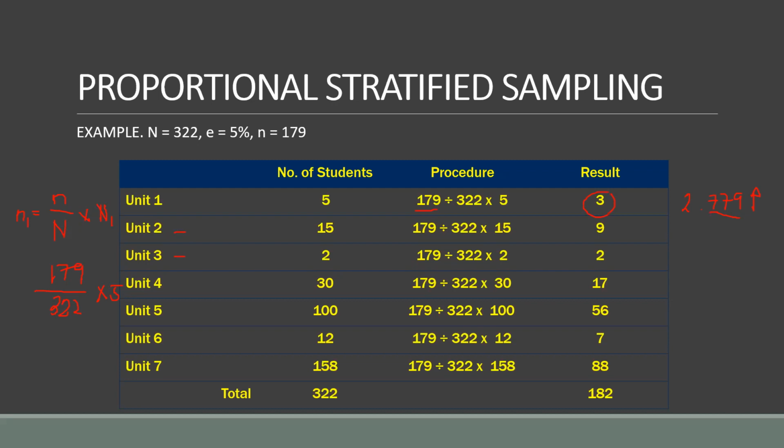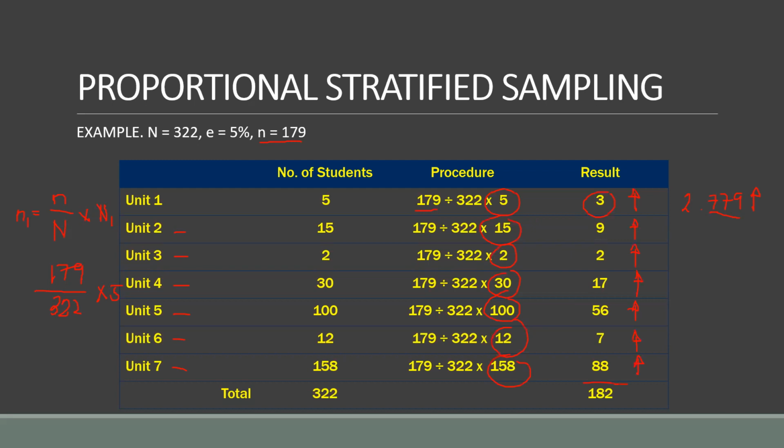Again, each unit would represent their own numbers. So what would be different with the computation would be the total population for each stratum, subcluster, or subpopulation that you have. So even though based on our given, the total number of the sample size is 179, since for most of our computation, we will be obtaining values that have decimal numbers or they are not whole numbers, we need to round them up.